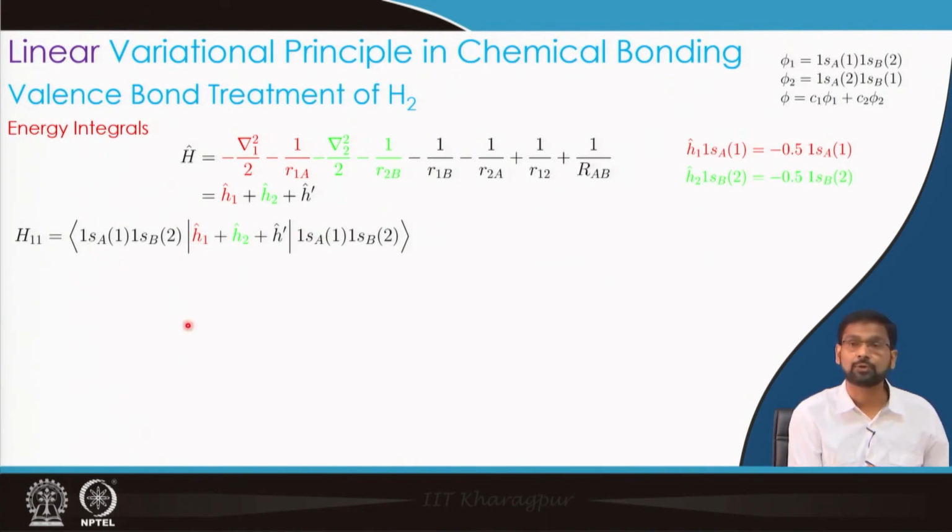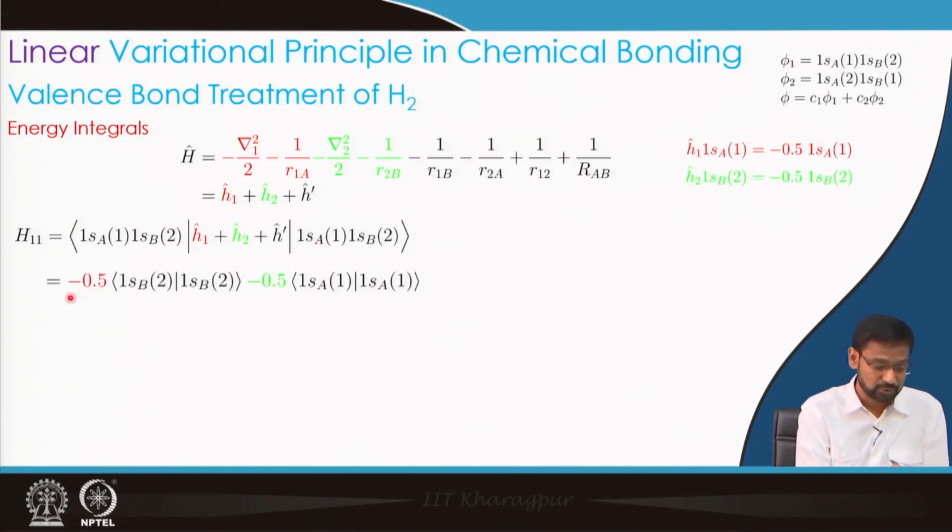So, then that term will give me minus 0.5 into 1sA(1) and 1sA(1) overlap. So, that will give me simply minus 0.5. That is for the electron number 1.